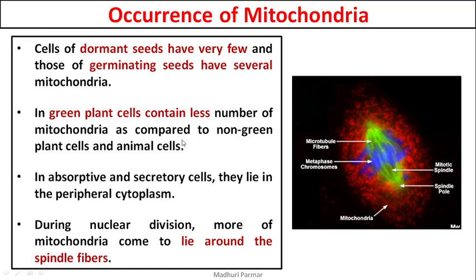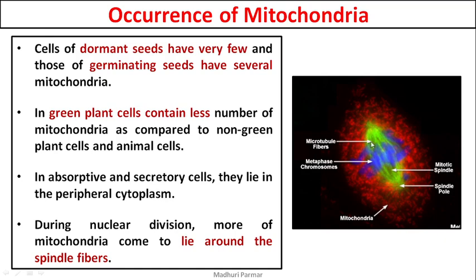During nuclear division, more mitochondria come to lie around the spindle fibers. Just try to remember the spindle fibers which you see in this diagram shown in green color. They are actually labeled with green fluorescent protein, so when you look at them under the fluorescent microscope, they will appear green. These green colored fibers are actually microtubules, your spindle fibers.